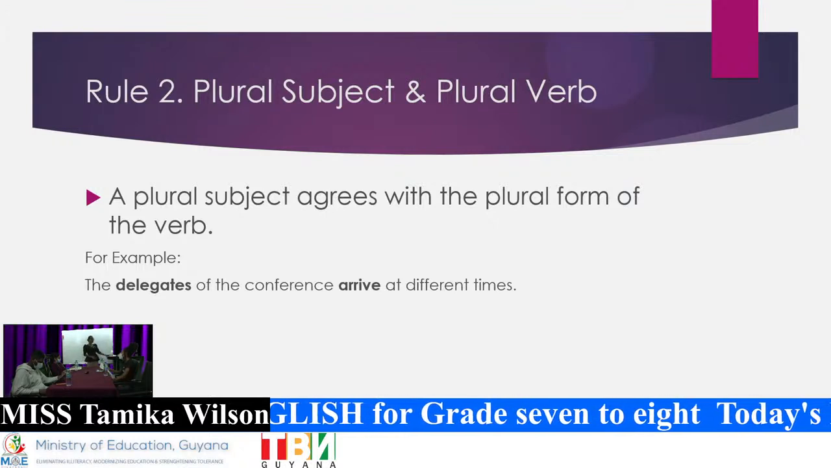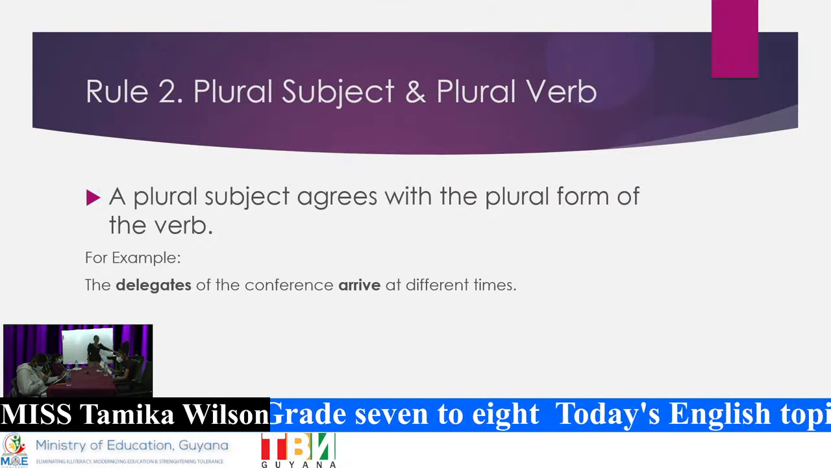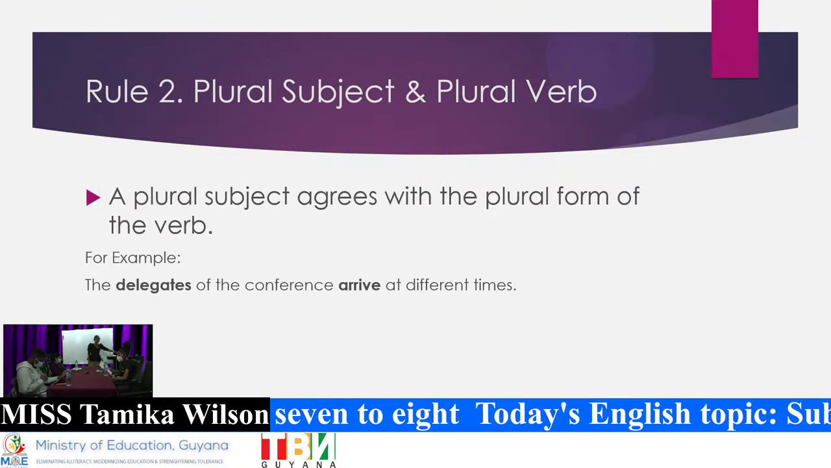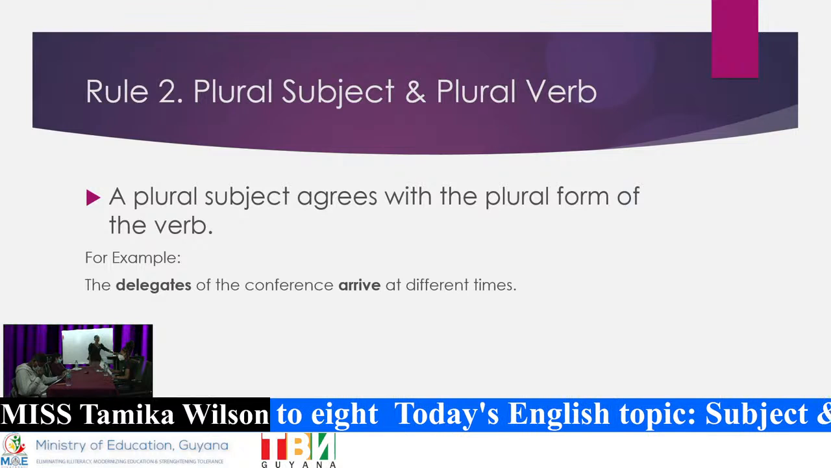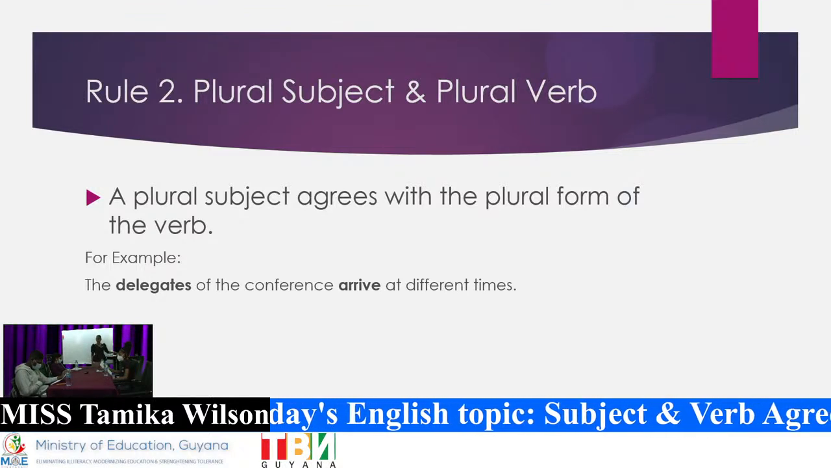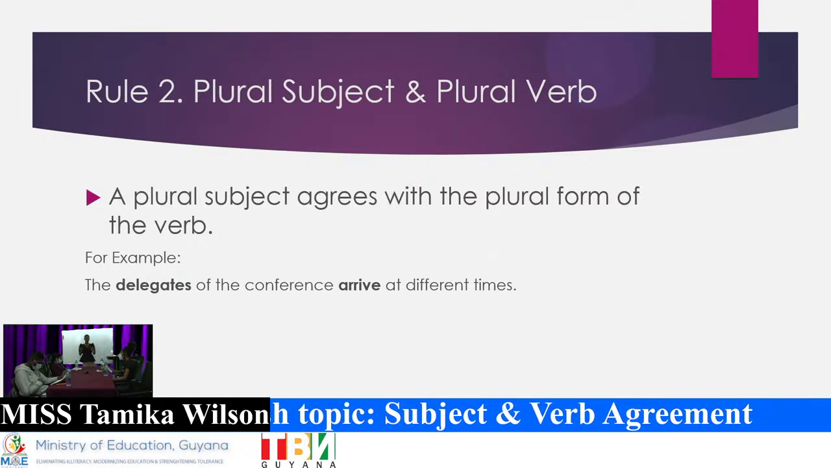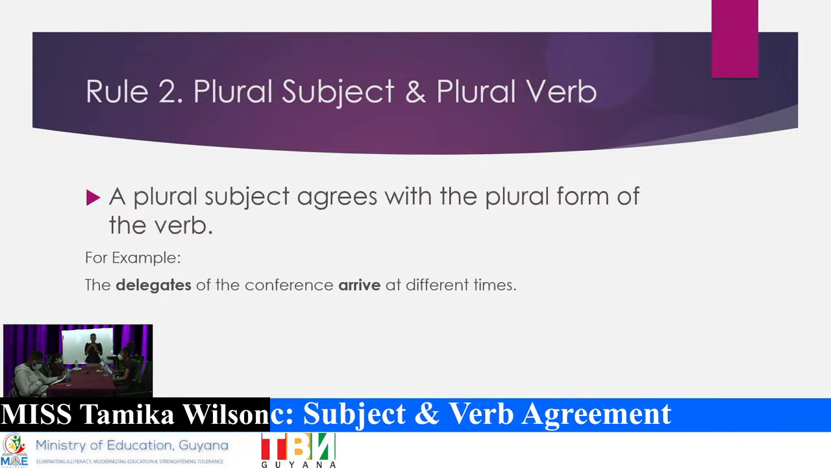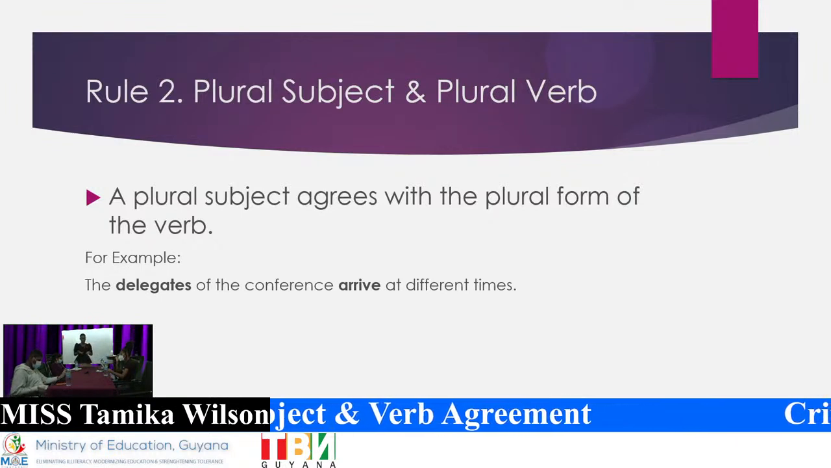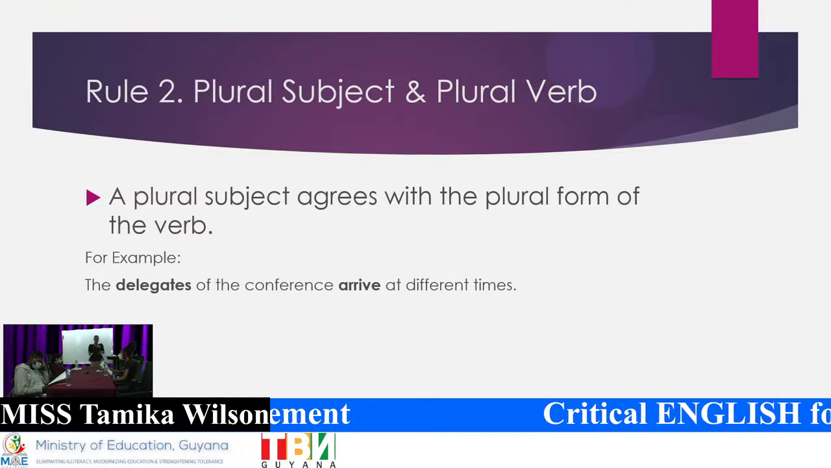And in this case, the delegates of the conference, what? Arrive at different times. The delegates, we see the S there. We don't see it at arrive. All right? Which means that arrive there is in the plural form, because when we talk about delegates, are we talking about one? No, we're talking about more than one. So the subject is plural. All right? We understand those two so far?